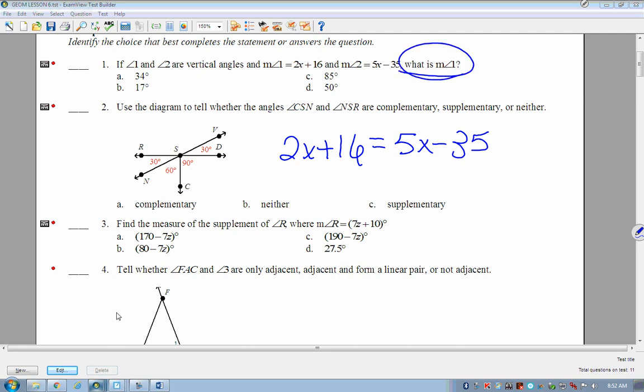What is measure angle 1? That's eventually what I want to solve. Okay, so what do I do from here? First I need to solve for x. Okay, help me solve for x. Jordan, what do you think? What would you do if you wanted to solve for x here?